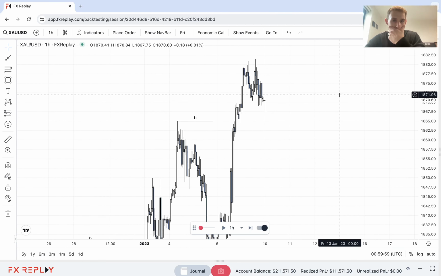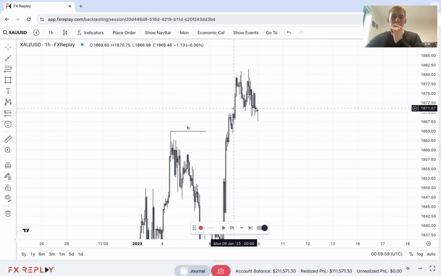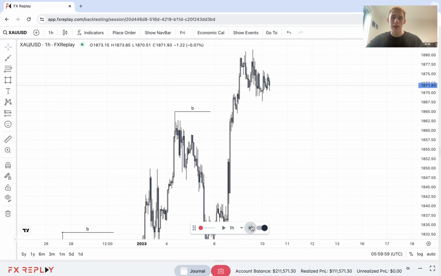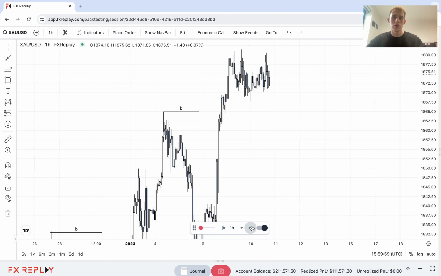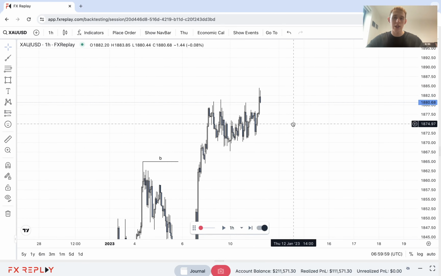As for now, what can we see? Price is kind of within this demand, but we haven't yet taken any liquidity to the downside. So I'd be hesitant to go off that level. Looks like it's, yeah, held actually.